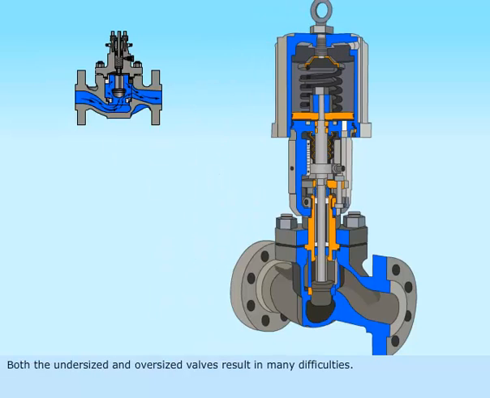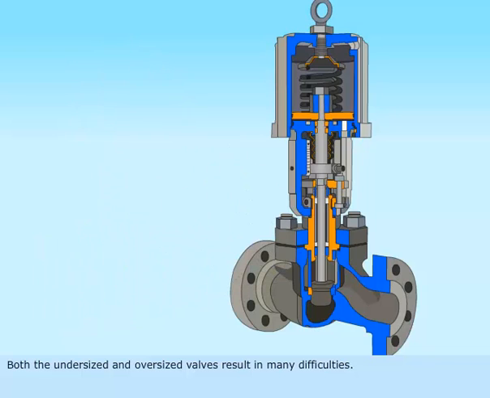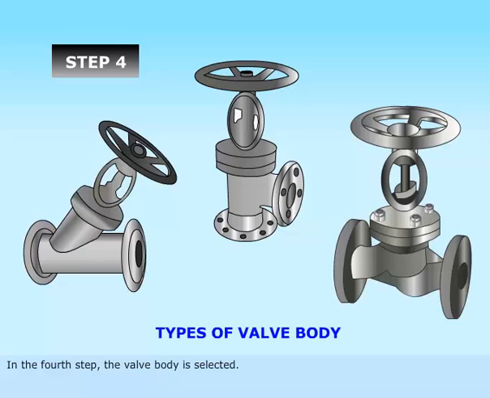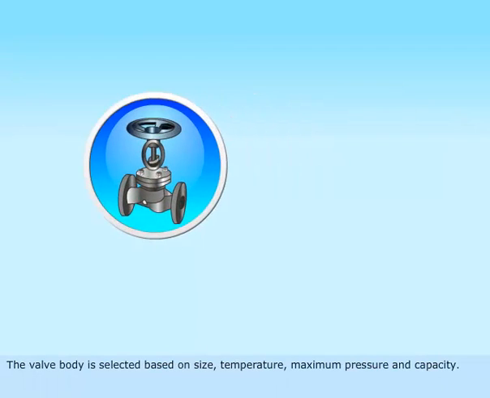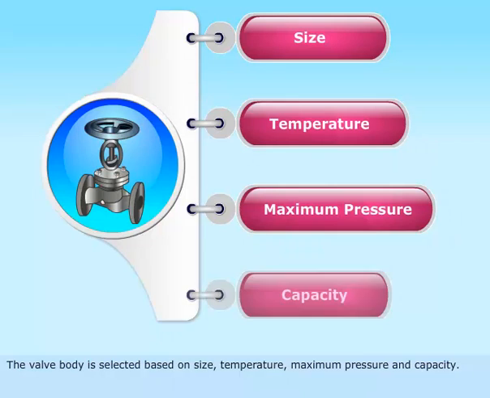Both the undersized and oversized valves result in many difficulties. In order to provide fine performance, trim characteristic is chosen in the third step. In the fourth step, the valve body is selected. The valve body is selected based on size, temperature, maximum pressure, and capacity.